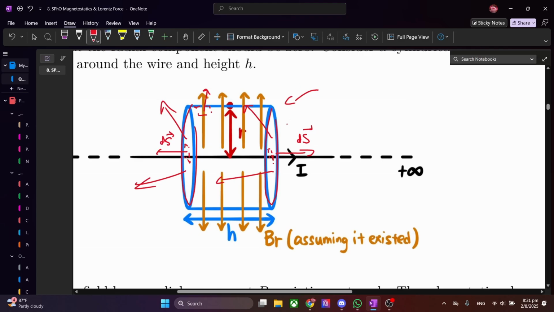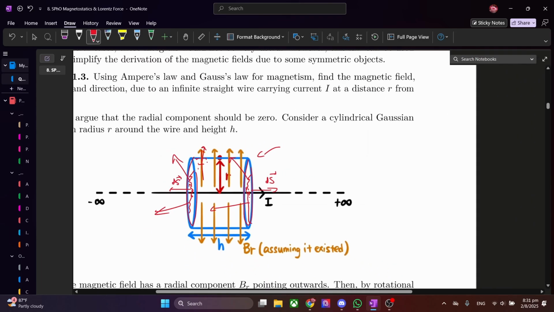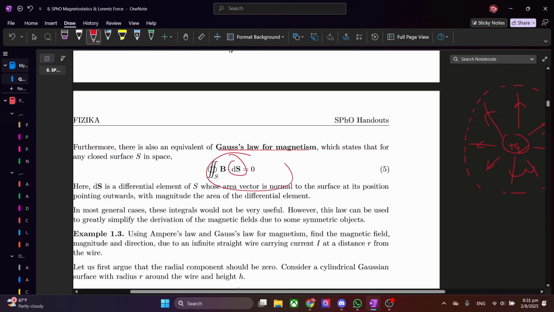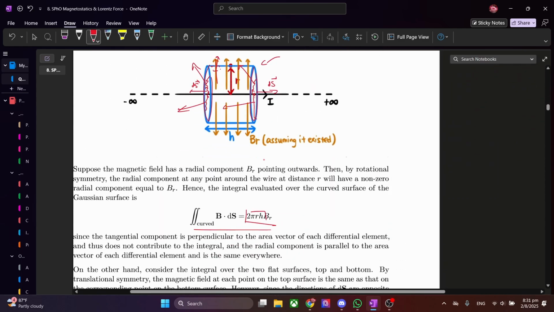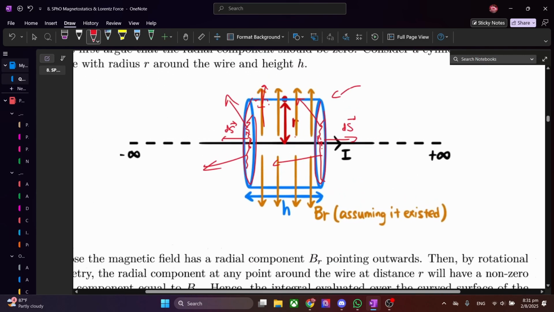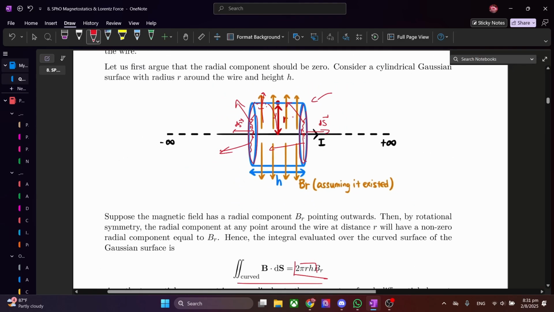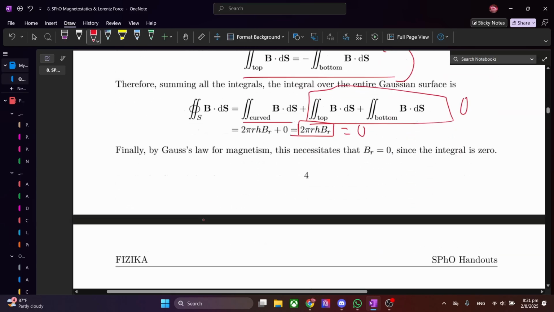Because if it weren't, there'd be no net magnetic flux through both these surfaces. And if there was a radial component, then there'd be a net magnetic flux out of the cylinder, which is bad, and that violates Gauss's law of magnetism. So that means that our radial component is 0, and we have argued that this magnetic field should point tangentially. And that was kind of the hard part.